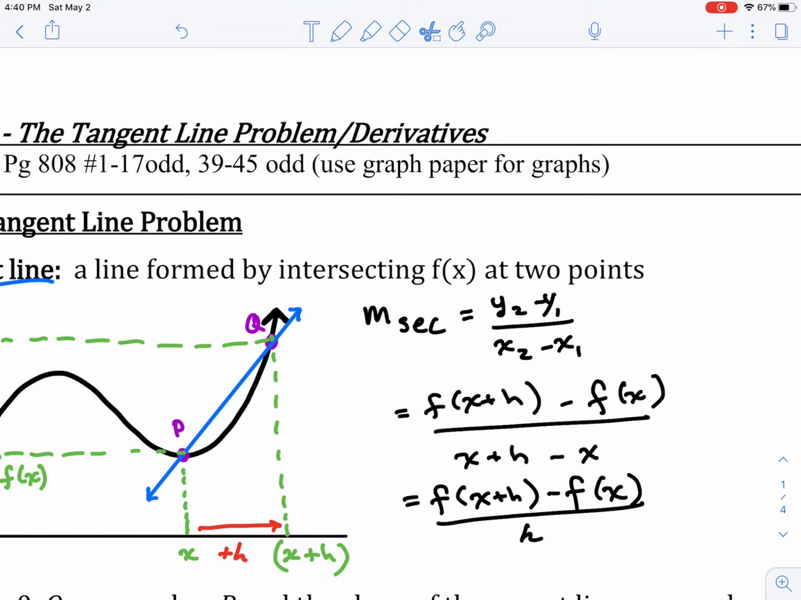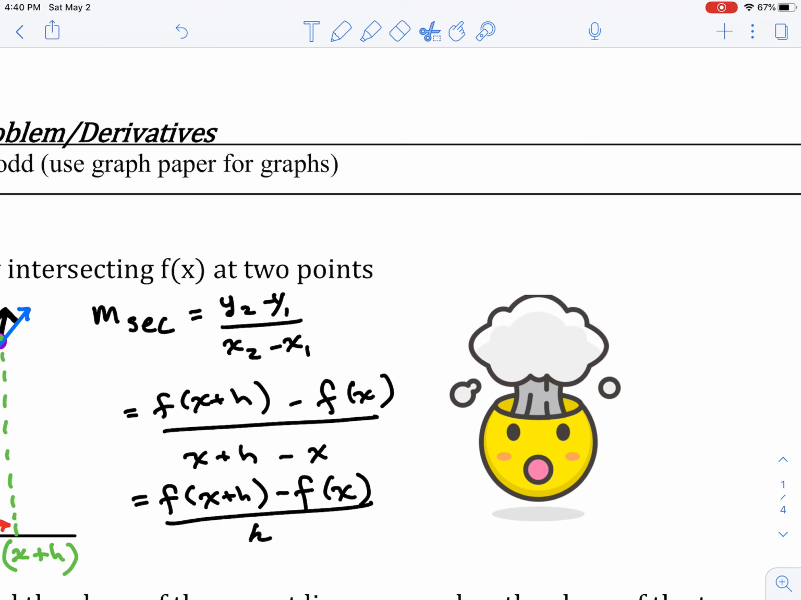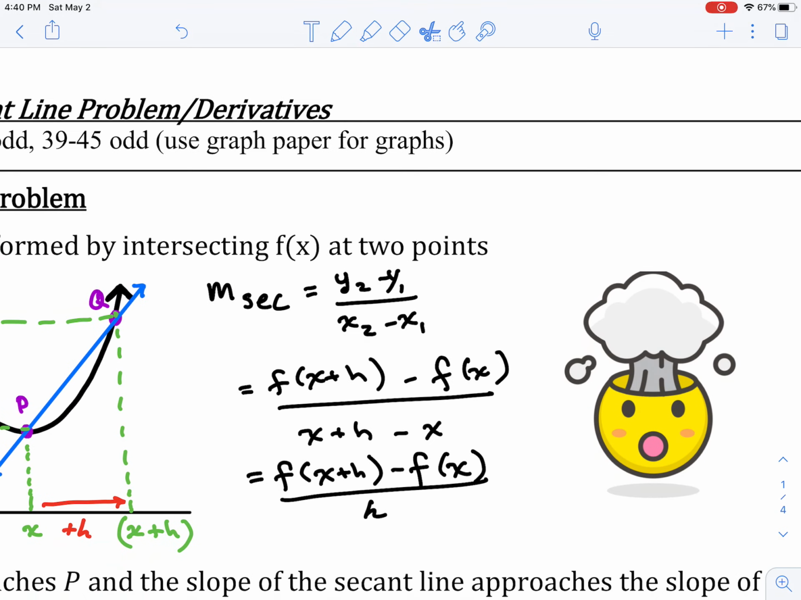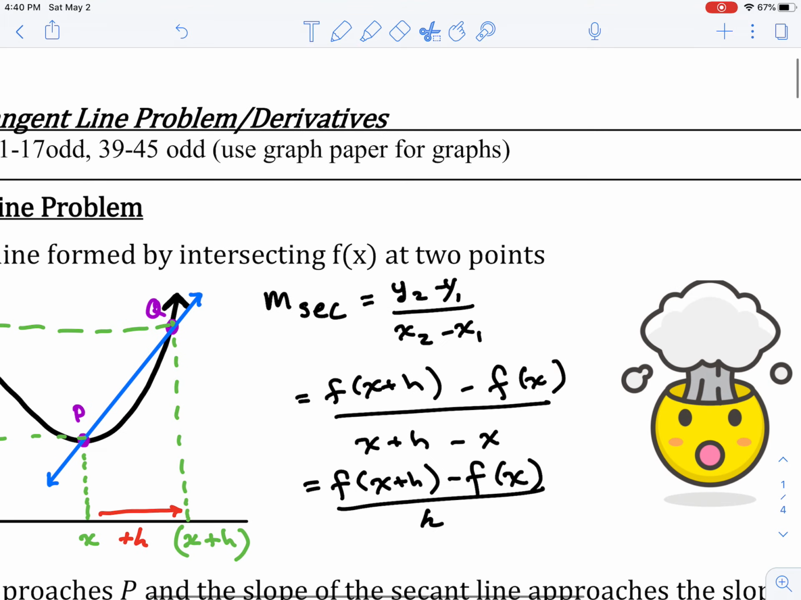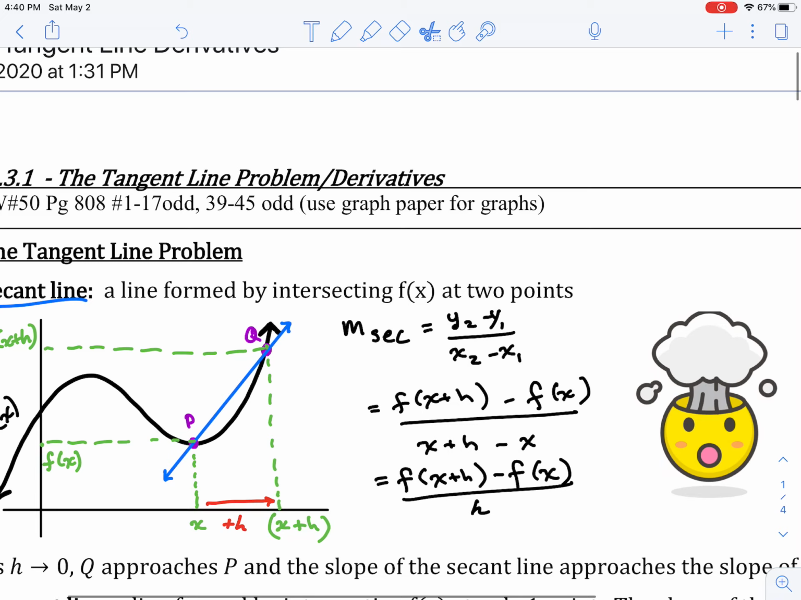Instead of using x1 and x2 and y1 and y2, we describe those points in terms of their placement in the function. And that's pretty big. I'm just going to leave this over here because I think that was huge. So our difference quotient is really just the slope of our secant line of our function. Well, what application does this have to calculus?